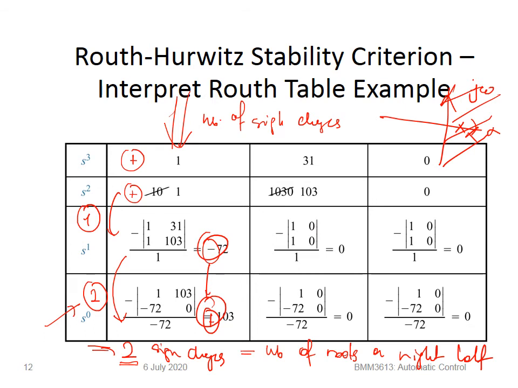We know by now that if we have roots on the right half plane, it means it is unstable. So if you have sign changes in the first column, the system that you're describing is an unstable system. So there you have one change, and there another change. So two sign changes, therefore two right half plane poles, therefore the system is unstable.